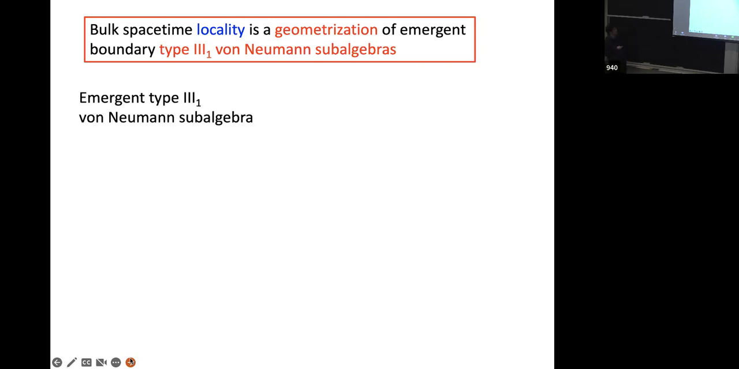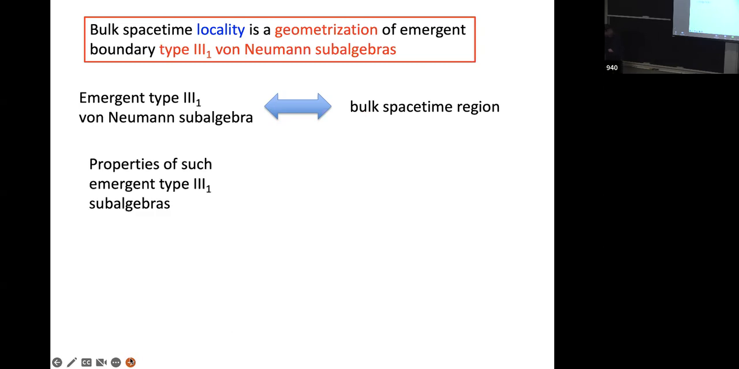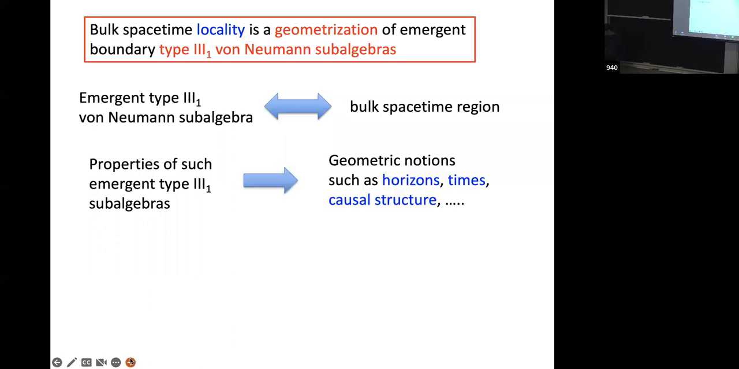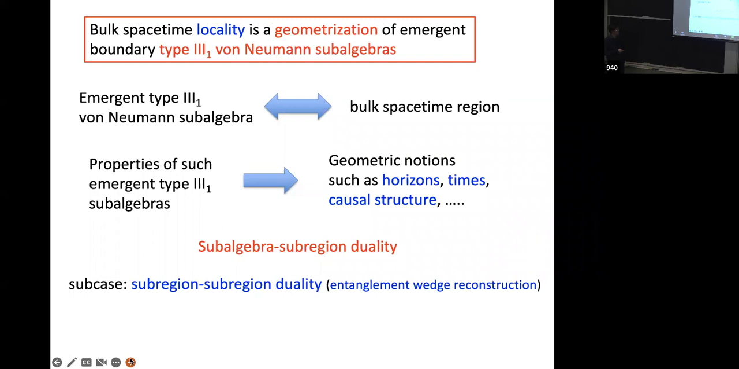So let me just very quickly say, the proposal is that there are many such emergent type III_1 von Neumann algebras, and they have a one-to-one correspondence with the space-time regions in the bulk, on the gravity side. In particular, the properties of such emergent type III_1 algebras lead to geometric notions such as horizons, times, causal structures. So that's why we say that space-time locality, which is reflected in the local regions and causal structure, corresponds to a geometrization of these properties of von Neumann algebras. And so we call this a sub-algebra, sub-region duality. For those familiar with AdS/CFT duality, this generalizes as a subcase the previous so-called sub-region duality, also called entanglement wedge reconstruction.